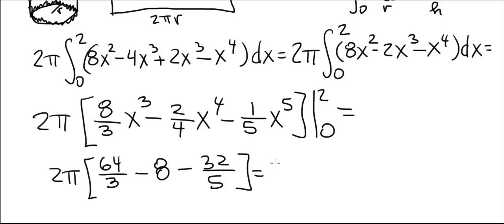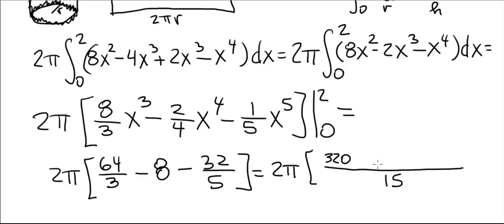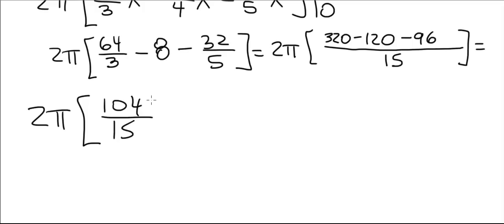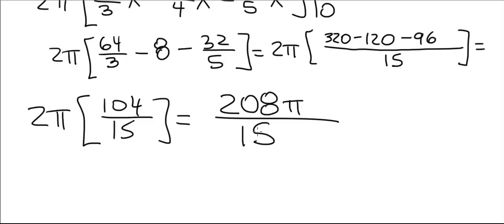So the common denominator is going to be 15. This is 2 pi times, write down 15 for the common denominator. We multiply 64 thirds by 5 over 5. That's 320 over 15. 8 times 15 is 120, so minus 120. For 32 fifths, we multiply by 3 over 3, so that's minus 96. And so the final answer is 2 pi times 320 minus 120, which is 200. 200 minus 96 is 104. So this is 104 divided by 15. We multiply it by 2. We have the answer 208 pi divided by 15. It's much easier by far to use the shell method than the washer method.